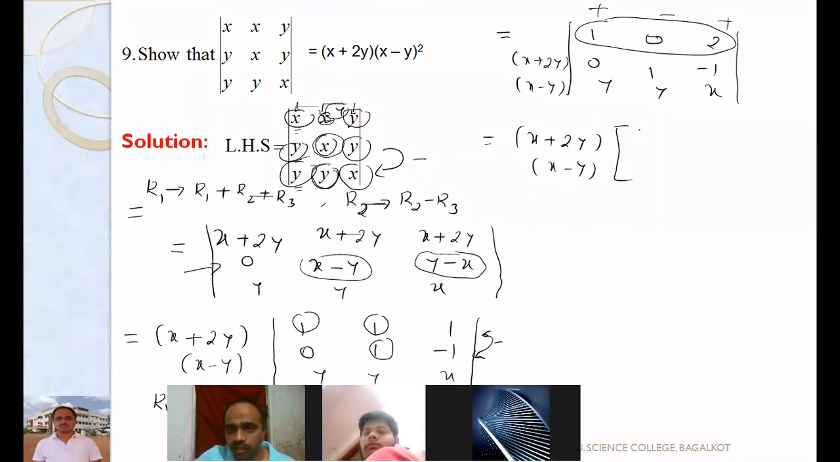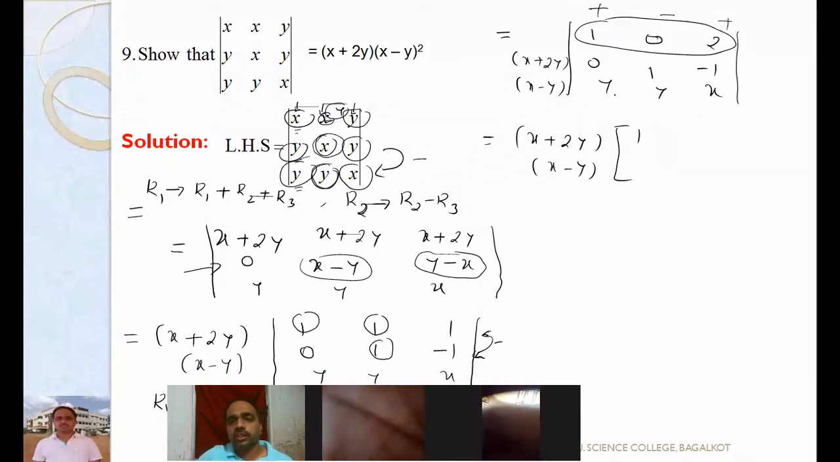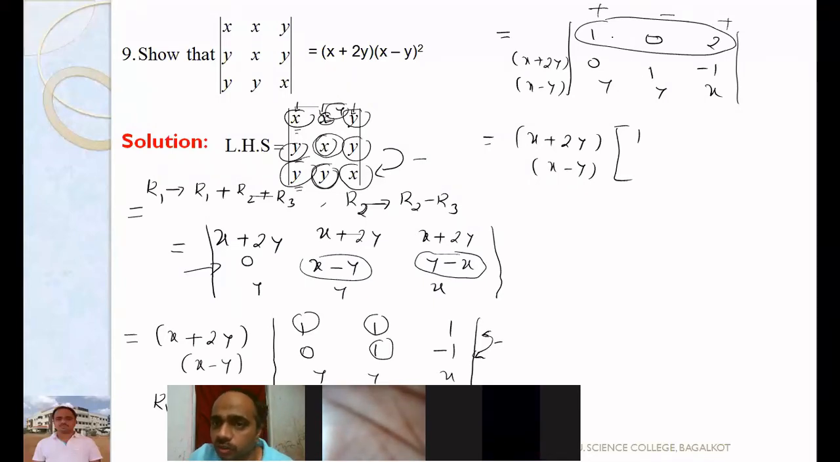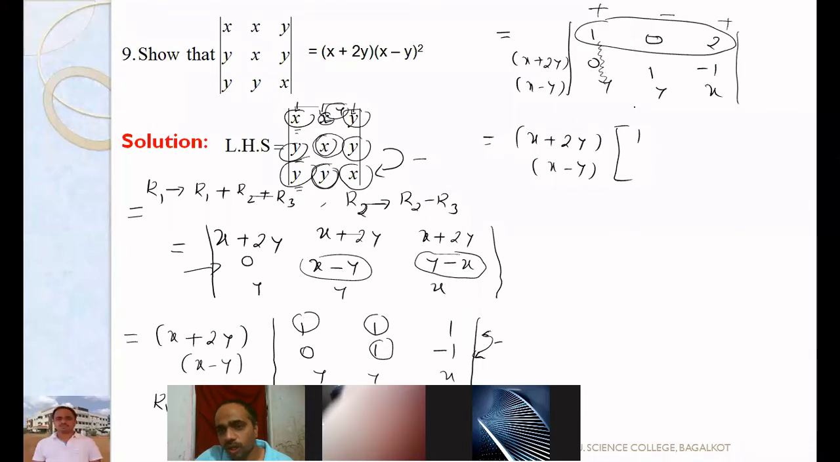Now let us expand. First 1 is there, plus 1 into the minor. You have to delete the row, delete the column, write the minor. The first row I have already deleted. If you delete the first column, what numbers will remain? What are the 4 numbers you get here? You can observe 1, minus 1, y, x, 1, minus 1, y, x. This is called the minor. So 1 into its minor, then minus 0 into whatever the minor be, it will be 0 only. 0 into anything is 0.